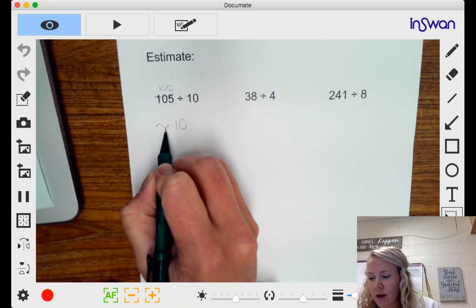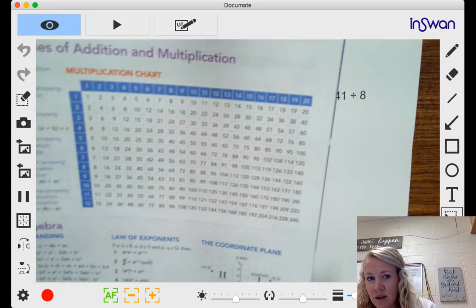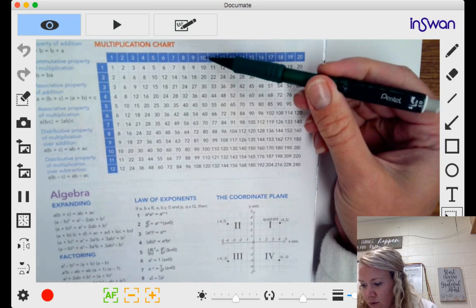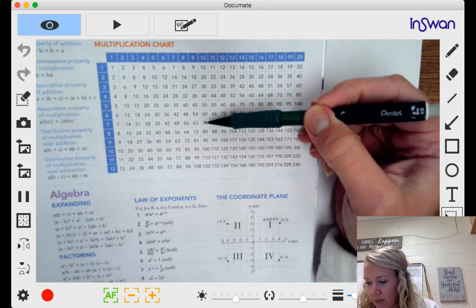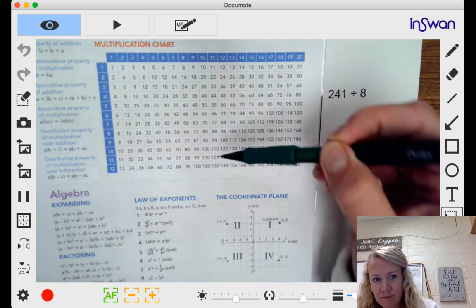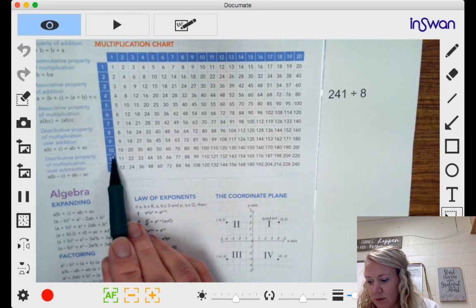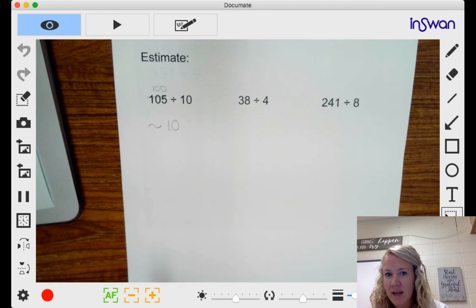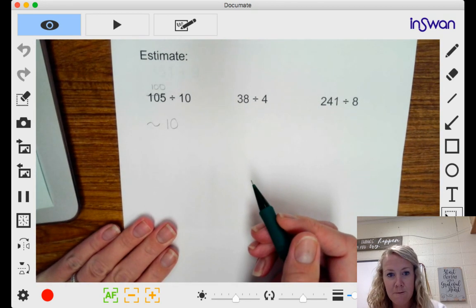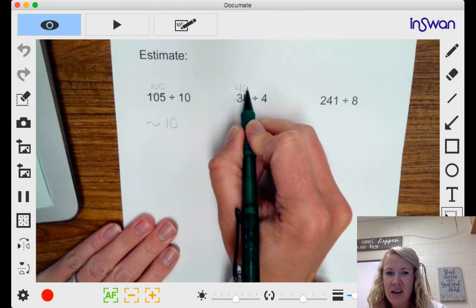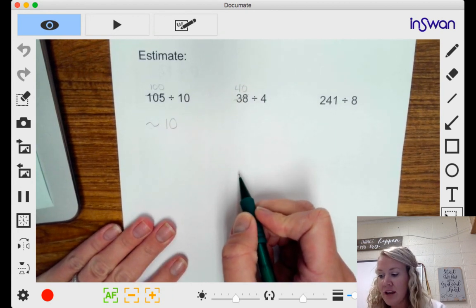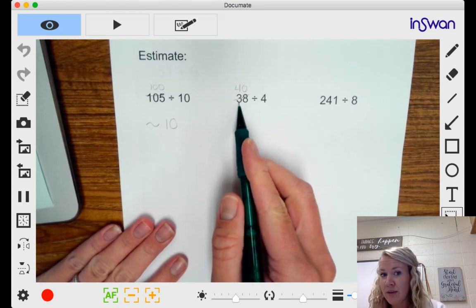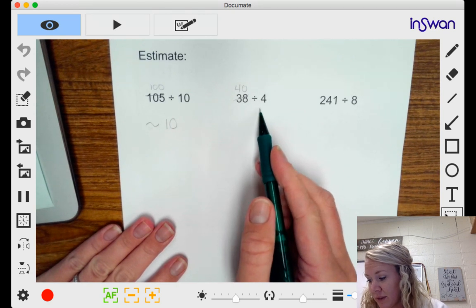And you could even use your multiplication table to help you with this. Going down the 10 lane until I get to 100, and then going out to 10. So 10 times 10 is how we get to that 100. Estimating on my next one, I'm going to make this into 40 because I know that 38 and 40, I don't know off the top of my head, but 38 is really close to 40. So 40 divided by 4, again, I could use my multiplication table, or I know that 40 divided by 4 is also approximately 10.